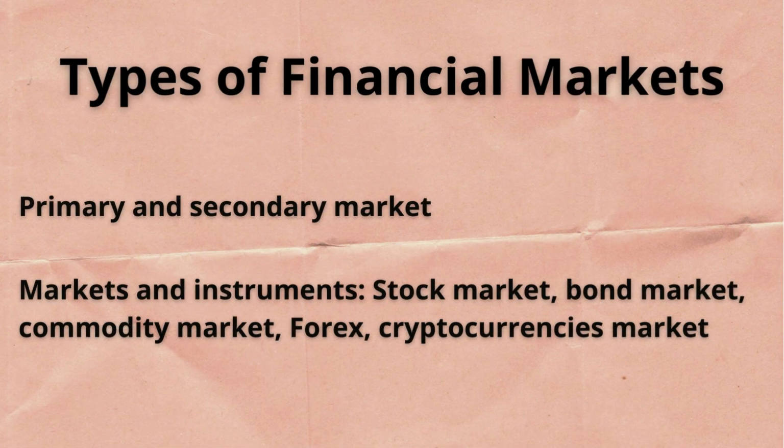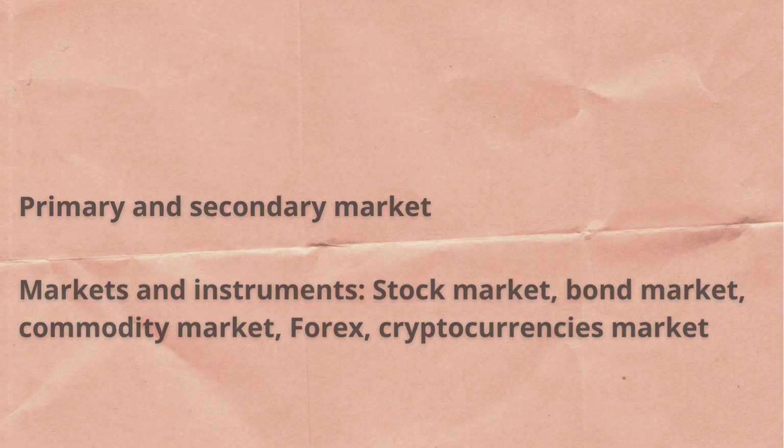So, what are the types of financial markets? First, we need to distinguish between primary and secondary markets. Primary markets are where securities are sold for the first time, such as an IPO, initial public offering, where companies issue stock for the first time. But the most known markets are the secondary markets, where previously issued securities are bought and sold among investors on a daily basis.